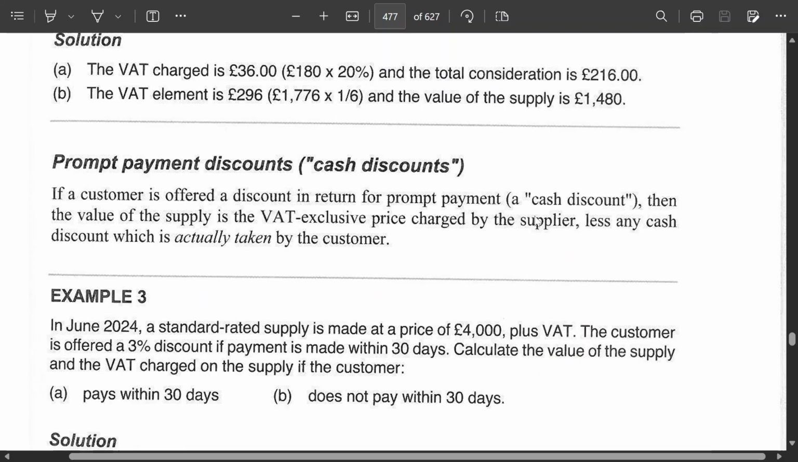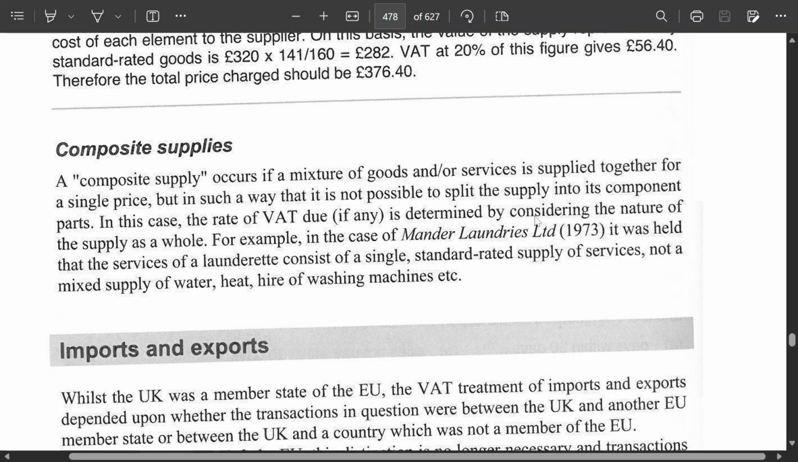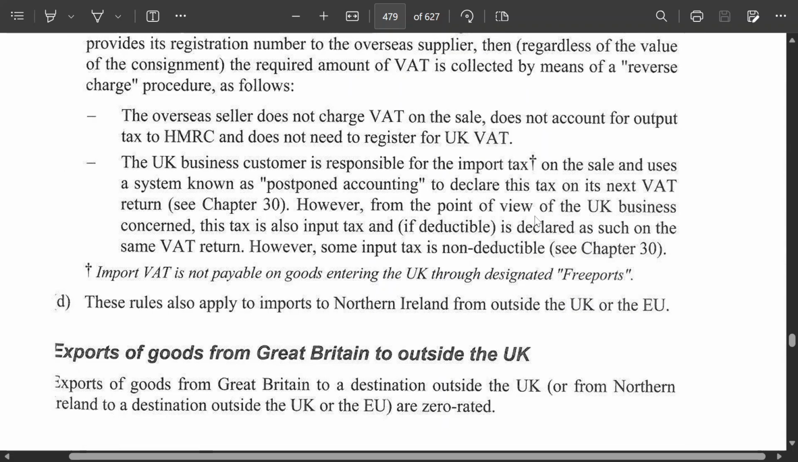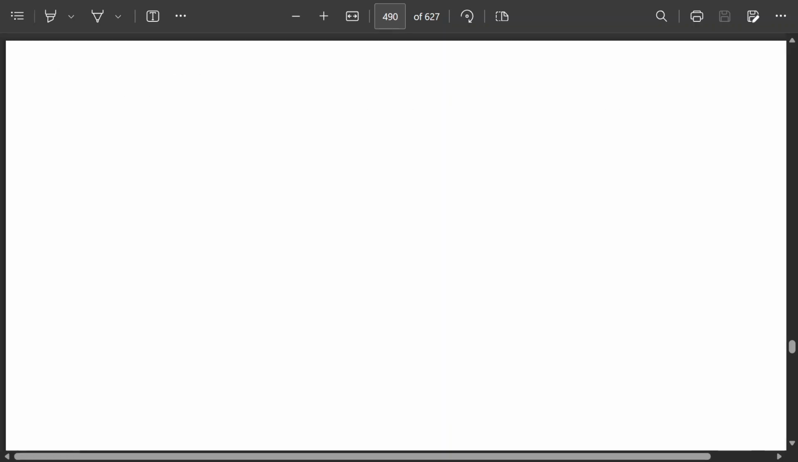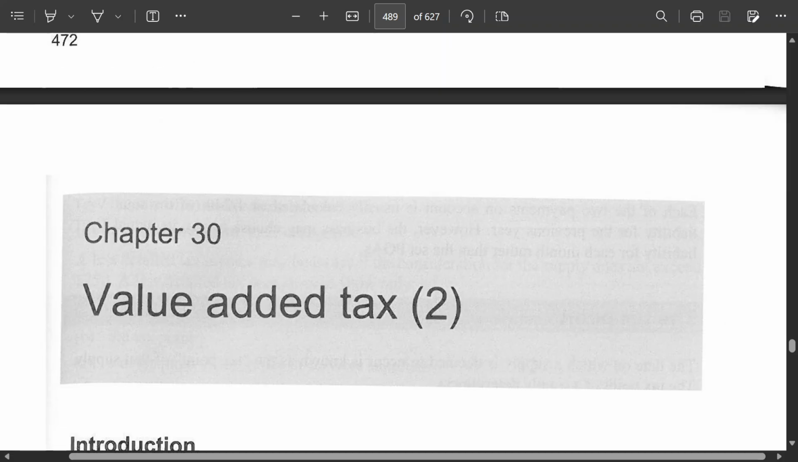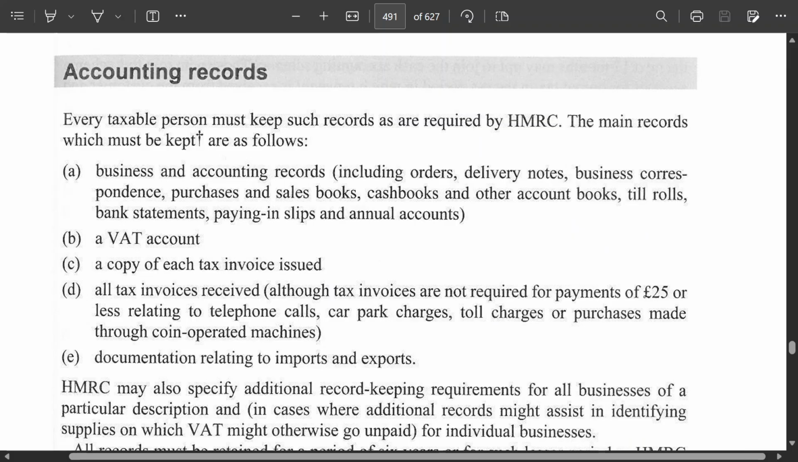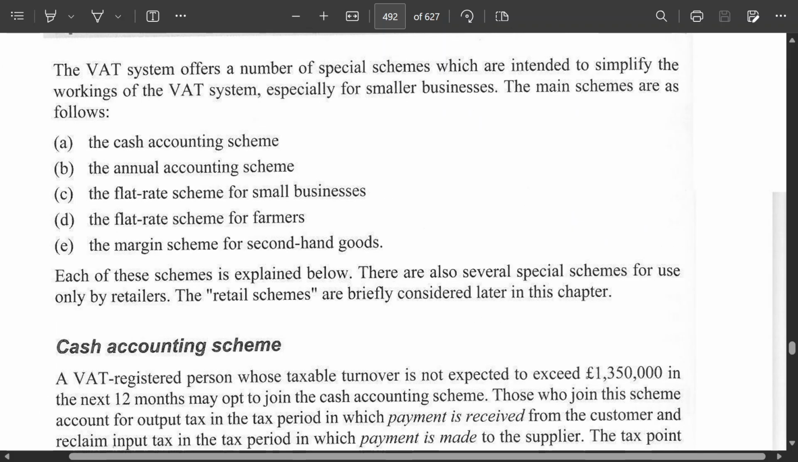Value of a supply. There's a discussion about now they've gone on to composite supplies and imports and exports. So I think this comes much later. It comes at maybe 490 or something like that. The tax point, let me see if I can see. Okay, the value added tax point, invoices, accounting references.